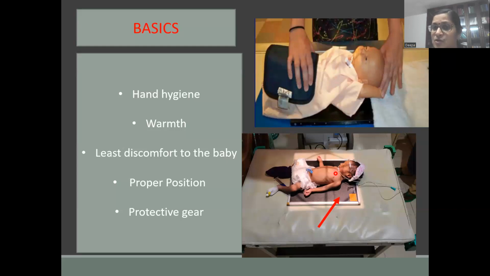The second point to take care of in positioning the baby is the head should be in the neutral position, neither too flexed nor too extended, because that can again cause changes in the ET tube position. So the head should be in the neutral position, in the midline. The upper limb should be on the side of the trunk as far as possible and should never be lifted up above the head.